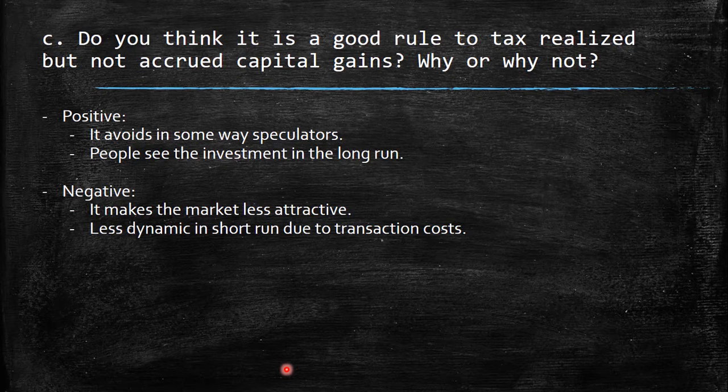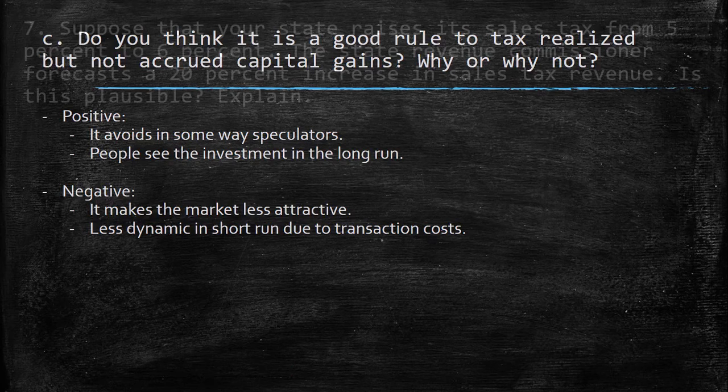The negative part, basically, is that it makes the market less attractive, because speculators at least provide liquidity to the market. When they need to pay taxes, they are going to avoid these kinds of markets because they will pay a tax. As a matter of fact, we can conclude that the market is going to be less dynamic in the short run due to the transaction costs. So people are not going to be as encouraged to participate inside the market.